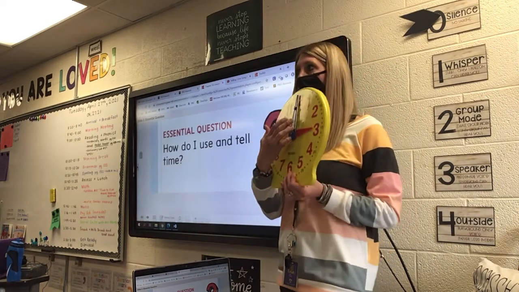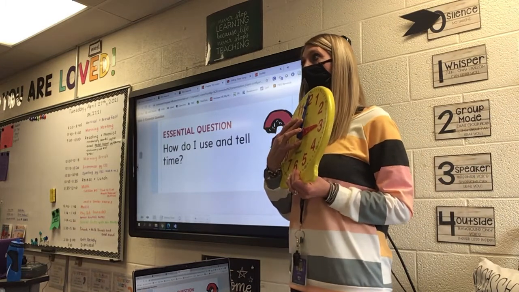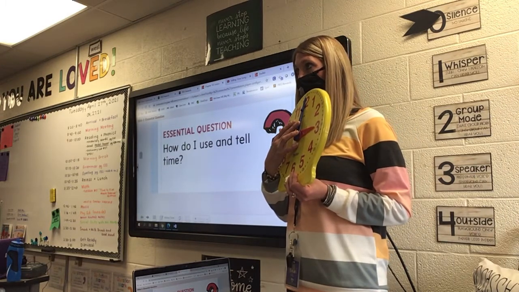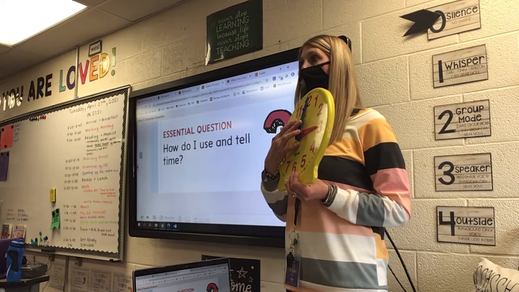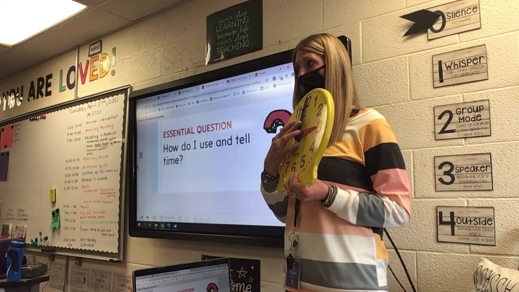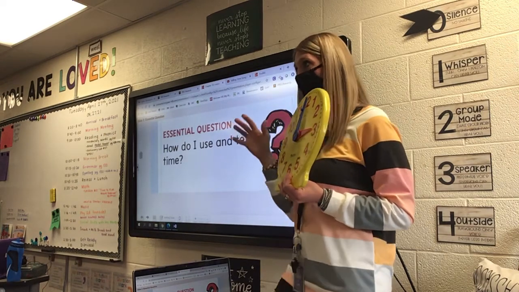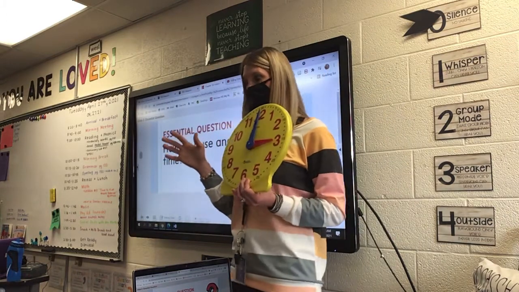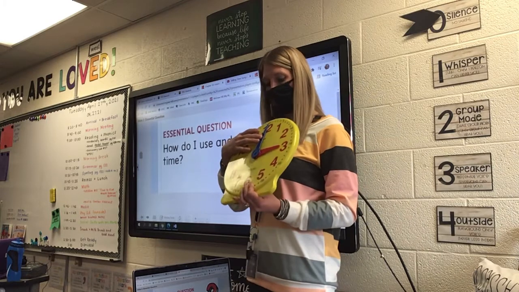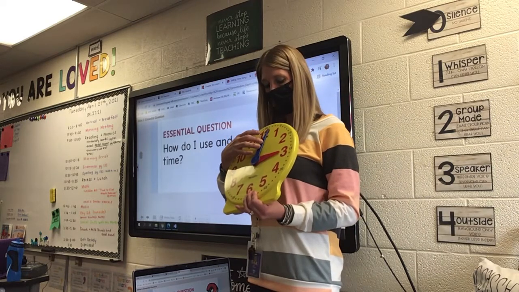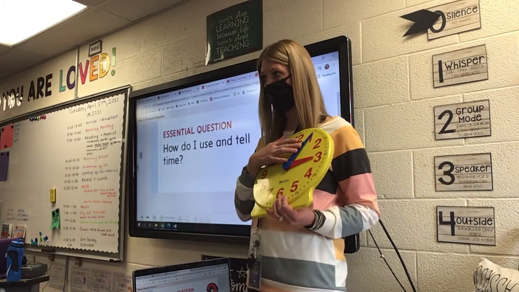So if you look at my clock here, and you look at my flower clock, look at the flower with the petals. What do you notice about the petals going around the clock? Lila? They're 5 minutes apart. They're 5 minutes apart. Every petal is 5 minutes apart. Because on a clock, between this number, 12, and 1, there is 1, 2, 3, 4, 5 minutes.